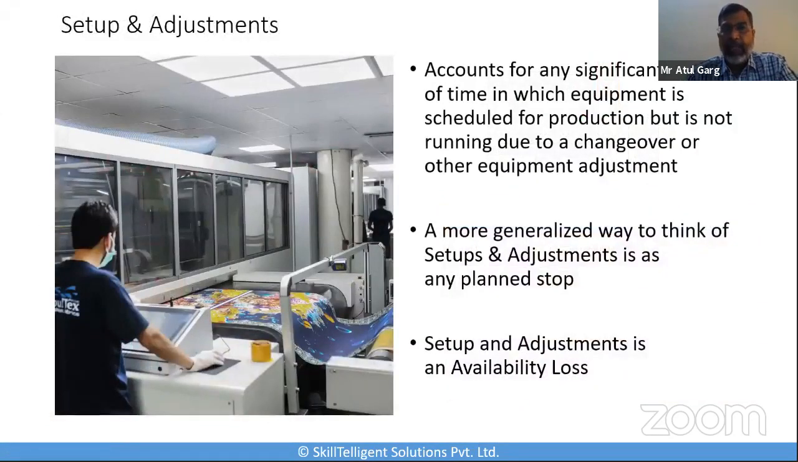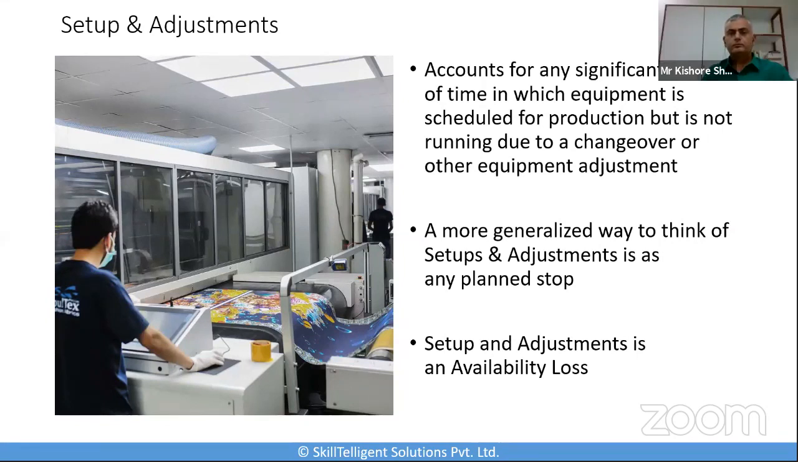The next one he focuses upon is the setup and adjustment. And if you look, setup and adjustments account for any significant period of time if the equipment is scheduled for production, but is not running due to a changeover or other equipment adjustment. We may have to change the die, we may have to change the design, we may have to change the material. So all that is a setup time or an adjustment to adjust the production levels.